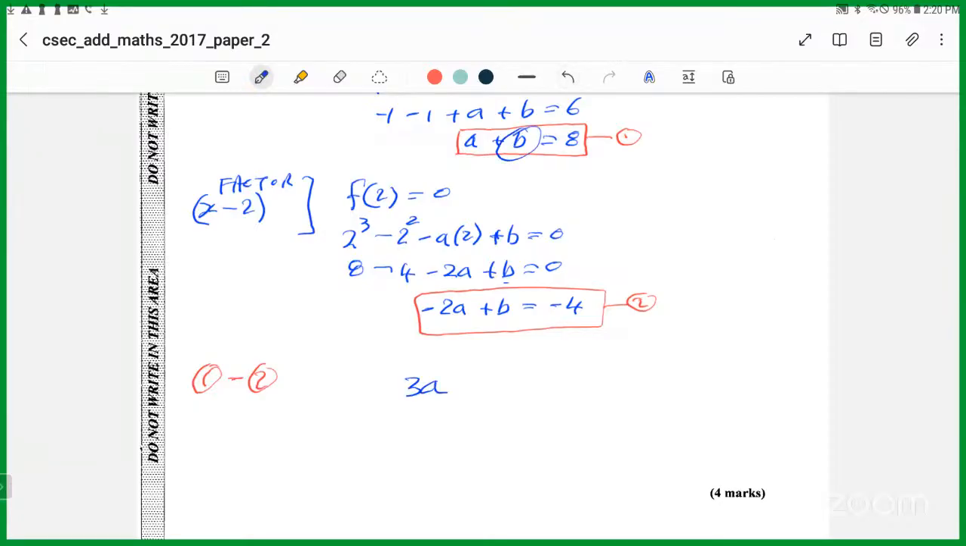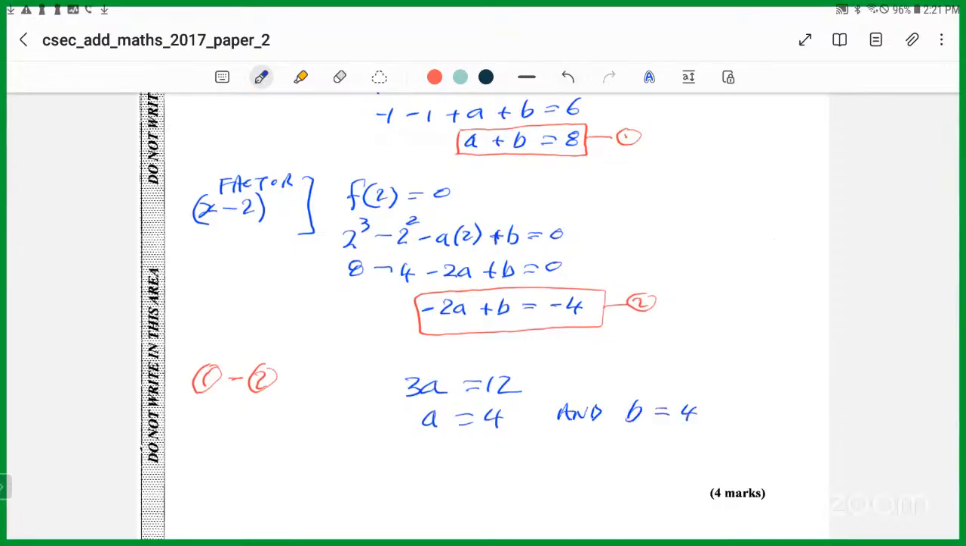Then b minus b, that's gone. Then 8 minus a negative 4. Minus minus again is a plus, so it's 8 plus 4 is 12. It becomes 12. Divided by this 3, we get a equals 4. And then if a is equal to 4, and a plus b equals 8, then it means that b is also 4, because 4 plus 4 is 8. So we can say b is also equal to 4.